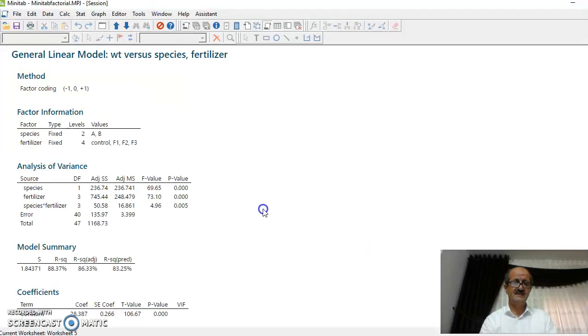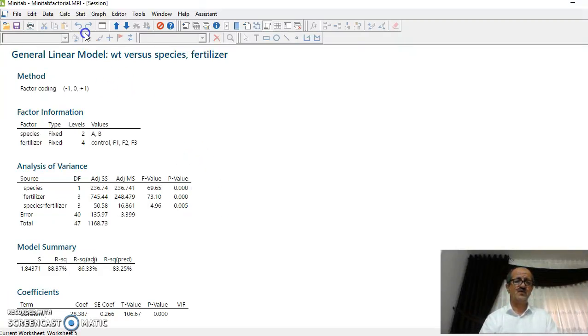Here is our analysis. We have factor information: two factors, species and fertilizer, with the levels of each factor. Then we have the ANOVA. The sources of variation are species, fertilizer, and species by fertilizer, or the interaction. This experiment is designed as a completely randomized design, so we don't have a block in the model. Also, it's clear that the main factors and the interaction were significant.